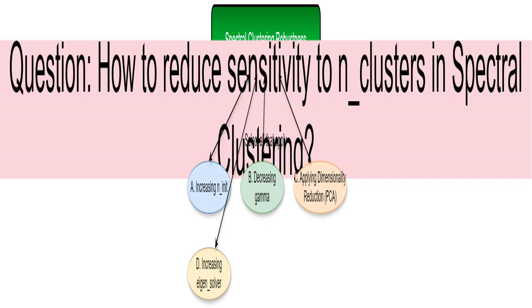This question asks how to make the results of spectral clustering less dependent on the choice of the number of clusters, n_clusters. I'm looking for ways to make the algorithm more robust and less sensitive to this parameter. It's a common problem in clustering. You might find that a small change in n_clusters dramatically alters the results. That's what I'm trying to avoid.